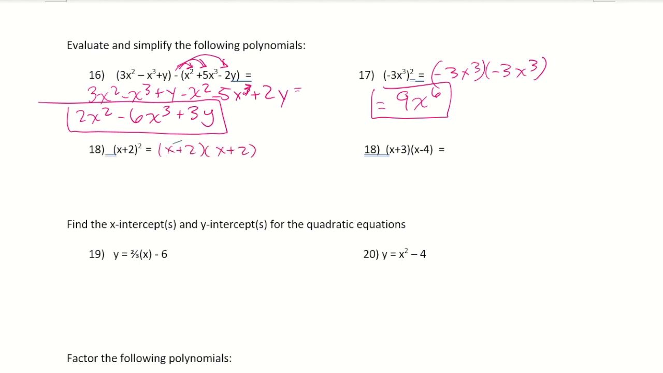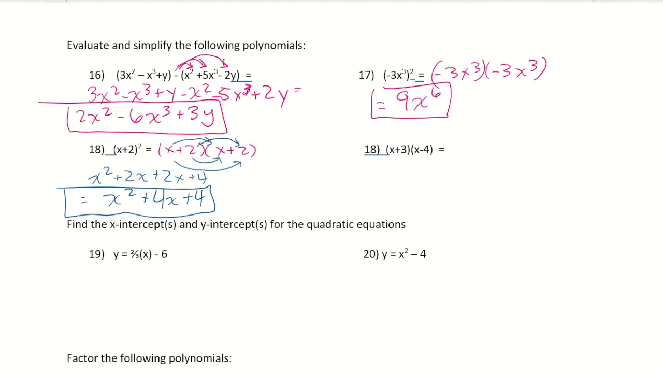So now we're just going to FOIL this one. X plus 2 times x plus 2, you want to multiply the first terms, and then the outer terms, and then the inner terms, and then the last terms. So that gives us x squared plus 2x plus 2x plus 4. And we can combine the 2x's into 4x. So we get x squared plus 4x plus 4.